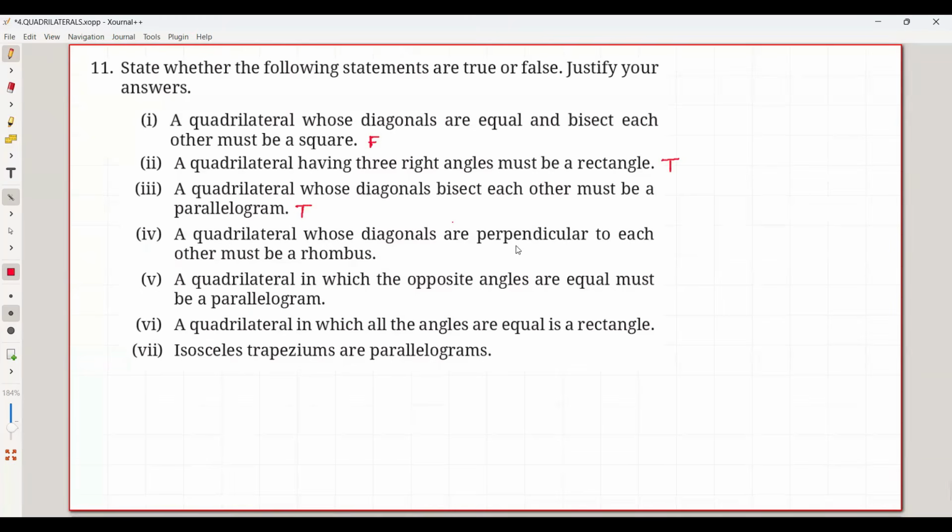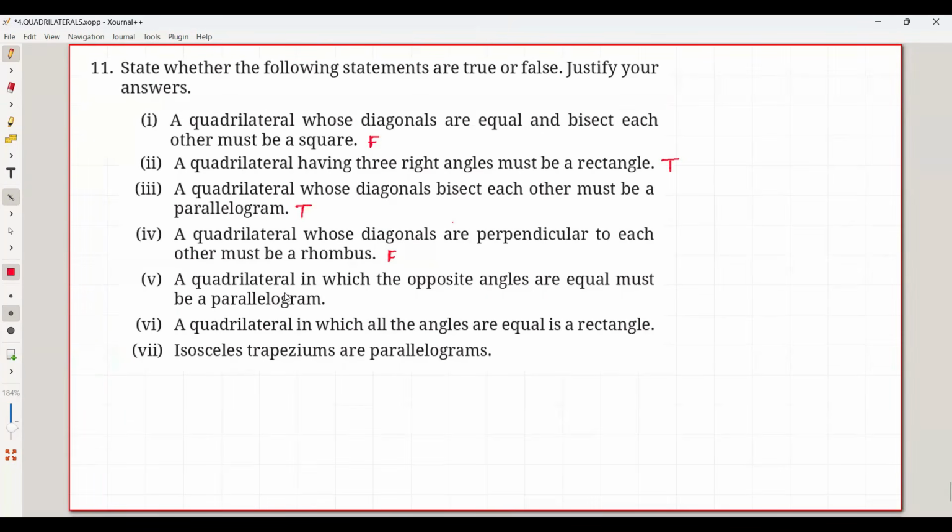Next: a quadrilateral whose diagonals are perpendicular to each other must be a rhombus. It can be a square also, right? In a square and a rhombus, the diagonals are perpendicular. What about a kite? A kite also has perpendicular diagonals. They are asking only that it must be a rhombus, so actually this is false.